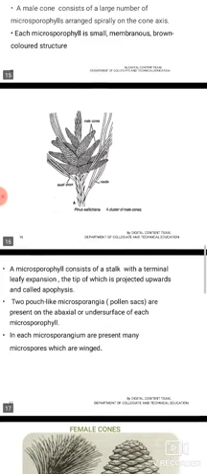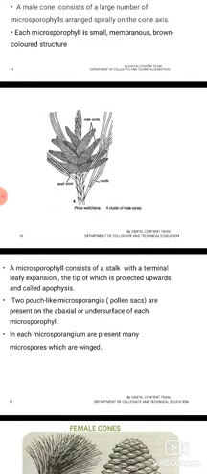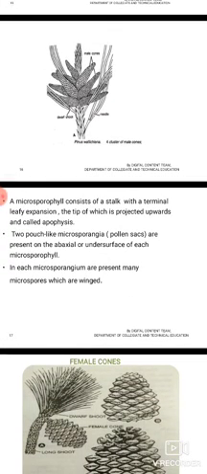A microsporophyll consists of a stalk with a terminal leafy expansion, the tip of which is projected upwards and is known as apophysis. Two pouch-like microsporangia, that is pollen sacs, are present on the abaxial or undersurface of each microsporophyll. In each microsporangium are present many microspores which are winged.